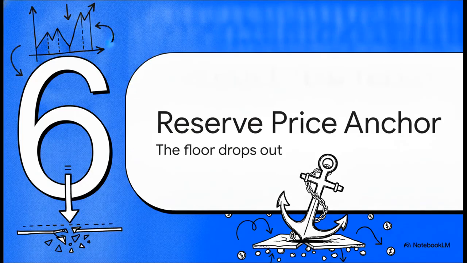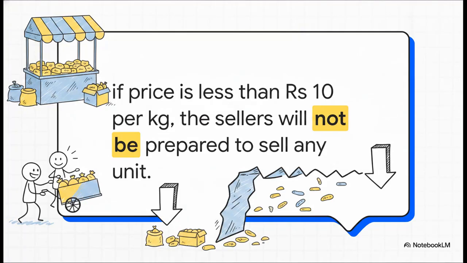Section 6. The reserve price anchor. Let's see what happens when the floor drops out. So we have a boundary condition twist here. Look back at our data. At 10 rupees, the market happily supplies 900 kilograms, but below 10 rupees, they supply absolutely nothing. There is a dramatic cliff edge in this supply schedule. If the price plunges below that 10 rupee mark, sellers flat out refuse to offer any goods. It doesn't cover their basic costs, so production just entirely stops.